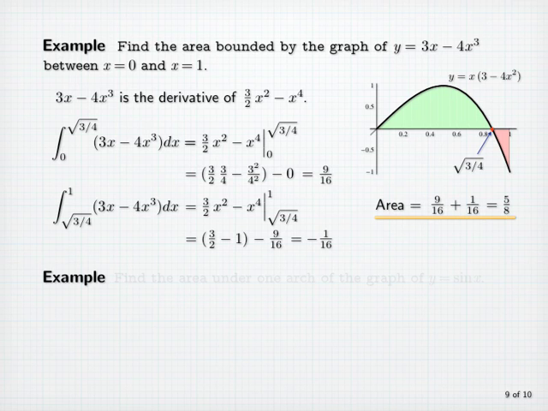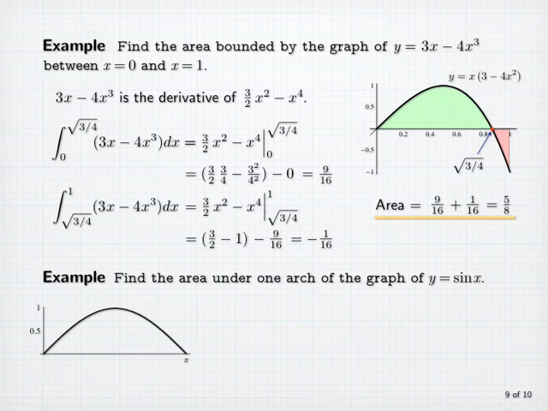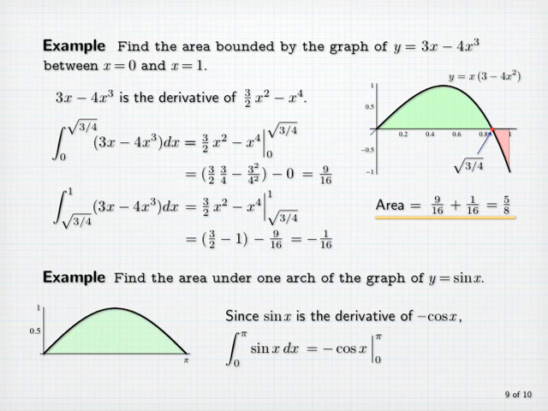One more example. Find the area under one arch of the graph of y equals sine x. Here's the graph. We get one arch between 0 and pi. All we need to do here is integrate the function sine x from 0 to pi. Now, since sine x is the derivative of minus cosine x, the integral from 0 to pi of sine x dx is equal to minus cosine x evaluated from 0 to pi.